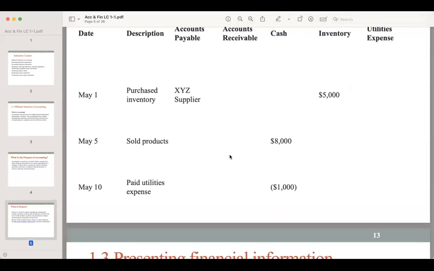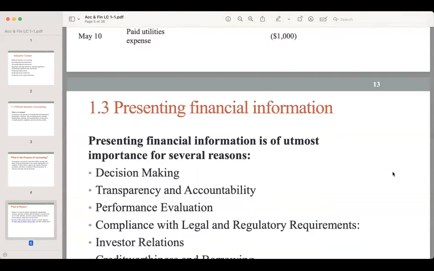Next one is 10th of May, paid utility expenses. So ABC company paid their utility bills in cash. To record these transactions, we will decrease the cash account by $1,000 and record the utilities expense by the same amount. This shows the money going out for the payment of utilities.